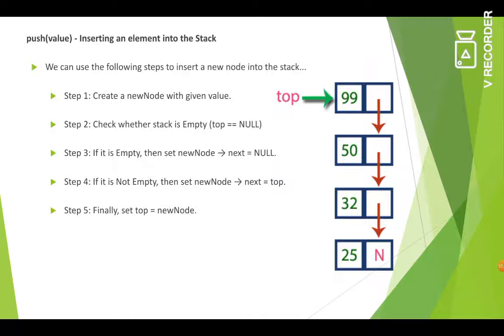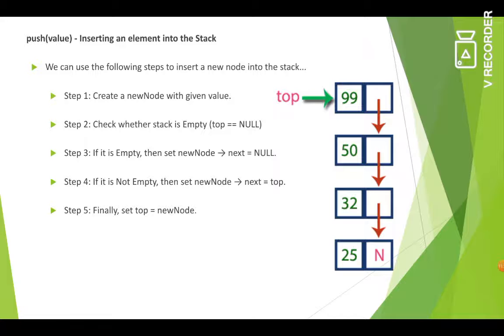If it is empty, then you can set the next part of the new node as null, because this is the only one element. That element's next part always points to null, and the topmost element is also the single element. If it is not empty, it implies that we already have some elements in the stack. So you have to set the new node's next equal to top. After the insertion, you have to make the new node as top. So that is the procedure for insertion.